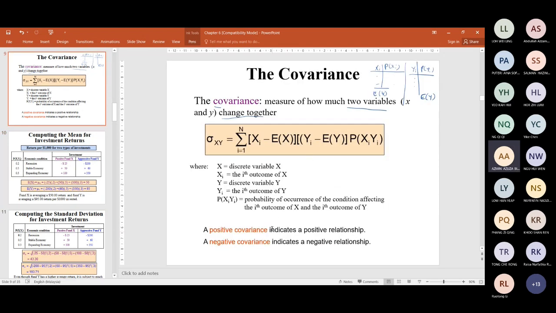There's a note here that if you get a positive value when you calculate the covariance, it shows a positive relationship. If you get a negative value, it shows us a negative relationship. I hope by now you understand what a positive relationship and a negative relationship are, like the ones I drew last time: positive relationship like this, negative relationship like this.